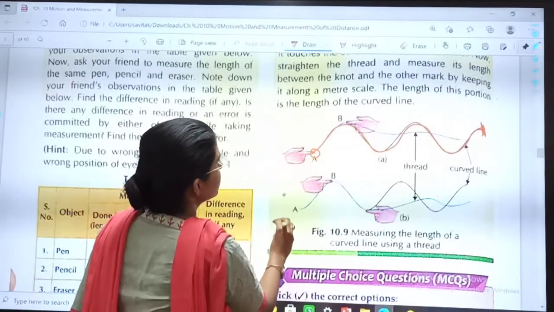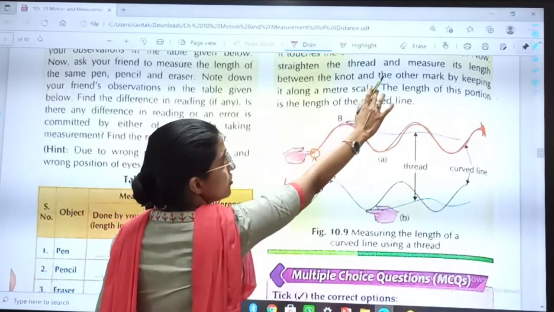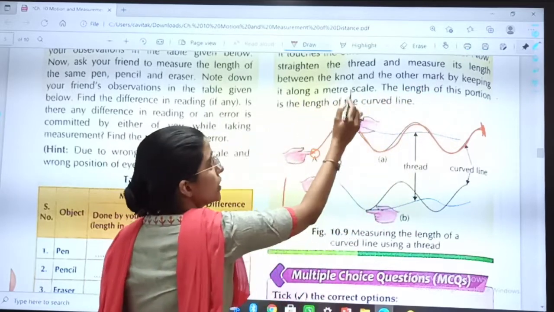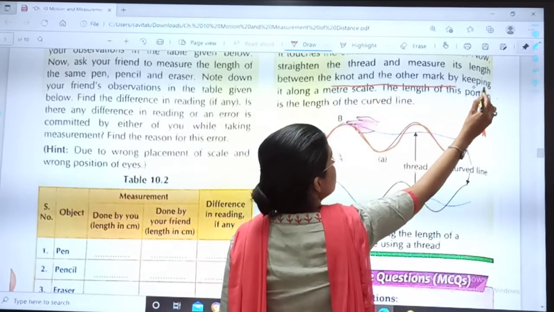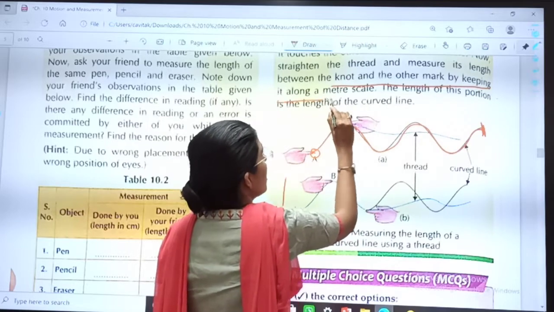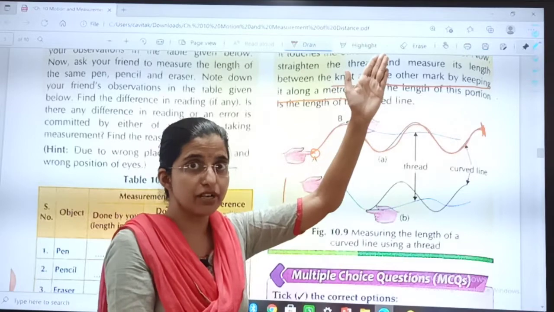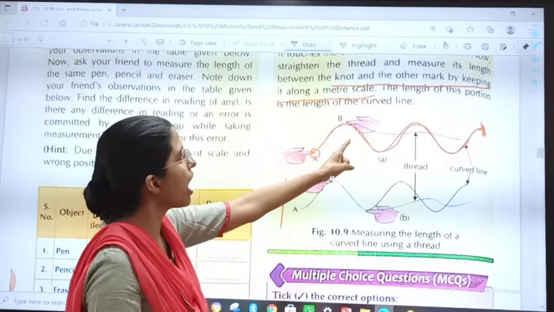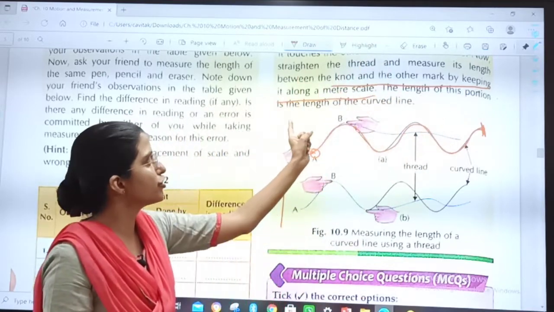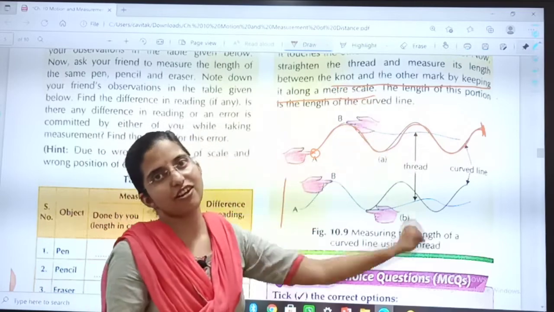See, it is written over here. Straighten the thread and measure its length between the knot and the other mark by keeping it along a meter scale. Okay, by keeping a meter scale we can measure, right? So this is how the length of this portion is the length of the curved line.